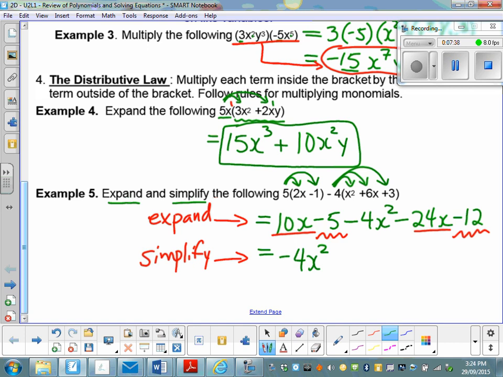Then we've got a couple of x terms that we need to collect together. So 10x, take away 24x is minus 14x. And then I've got a constant term of negative 5 and negative 12. And when I total those together, I get negative 17. So that's my final answer for that question.